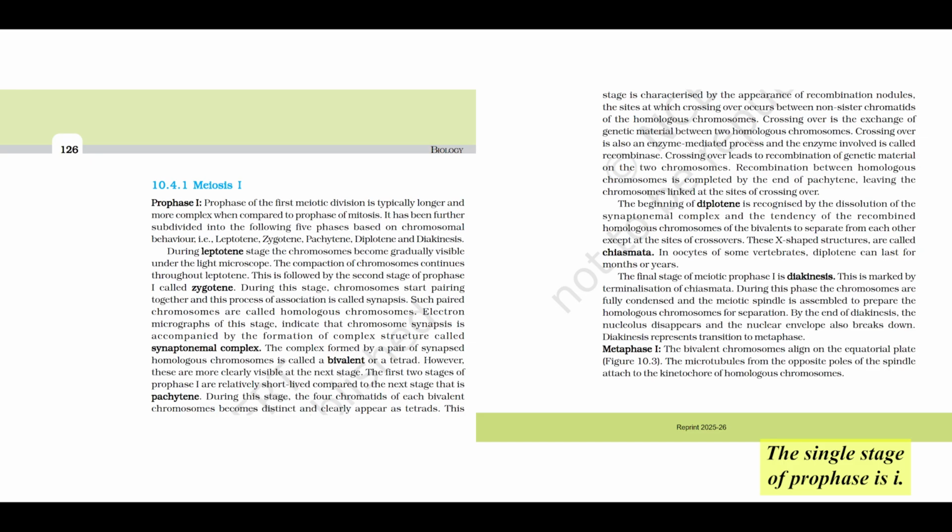5. Diakinesis. Final stage of Prophase I. Chiasmata move toward the ends of the chromosomes, called terminalization. Chromosomes are fully condensed, the meiotic spindle forms. The nucleolus and nuclear envelope break down, transition to metaphase I is complete. Phew, Prophase I is intense. Leptotene, zygotene synapsis, pachytene crossing over, diplotene chiasmata visible, diakinesis terminalization. Okay, what happens in metaphase I?